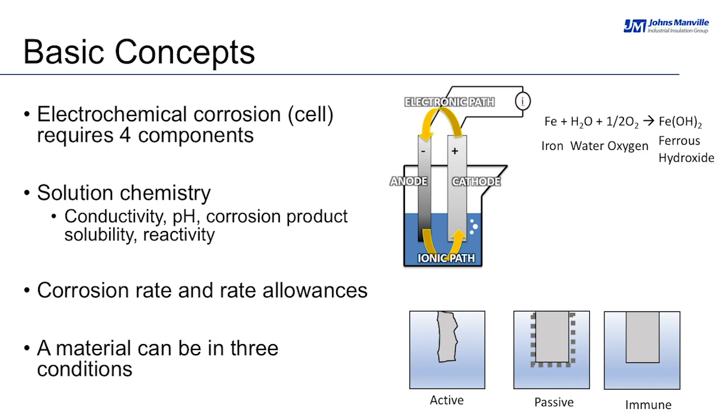The equation that's written right there on the right is an example of how iron corrodes. So there has to be the metal system, which is iron, and then you would have water and oxygen, and the reaction will form ferrous hydroxide. Again, if one of these components, water or oxygen, is not present there, corrosion will not happen.